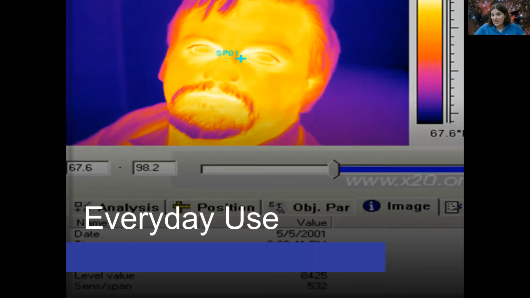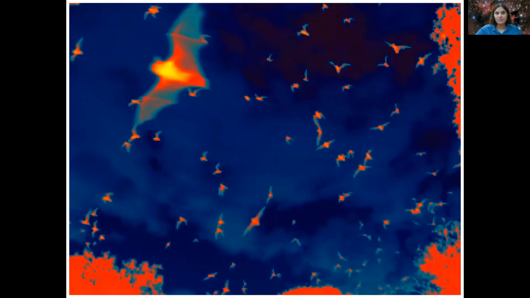How we use it today in everyday modern uses is sometimes we use it as our thermometers, like the thermometers that we use to go into buildings. They basically take a temperature of you. They're using some type of infrared detectors. And we also use it in medical devices to find out where some of the hot spots are on your body.